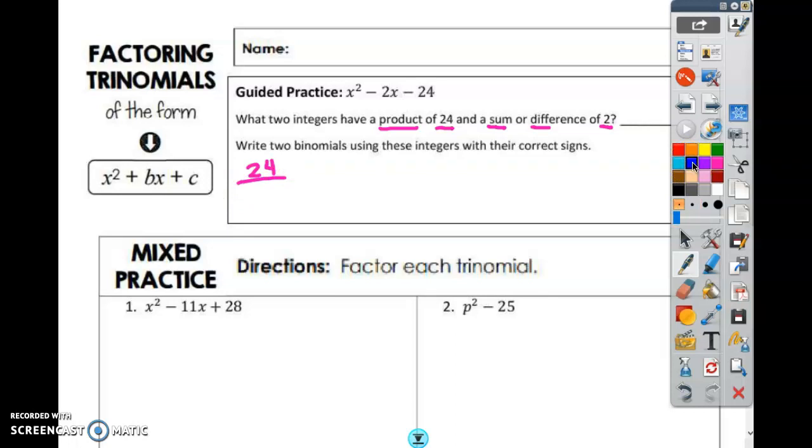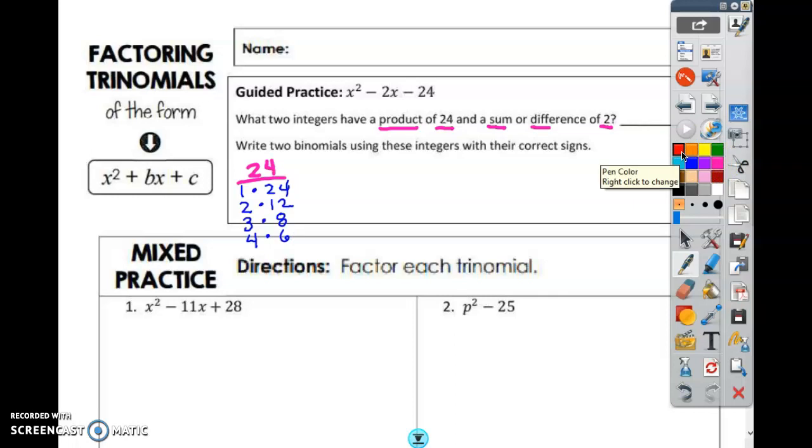So I know 1 times 24. What else? 2 times 12. 3 times 8. And 4 times 6. Those are the only ones. And vice versa, right? You can flip them back and forth.